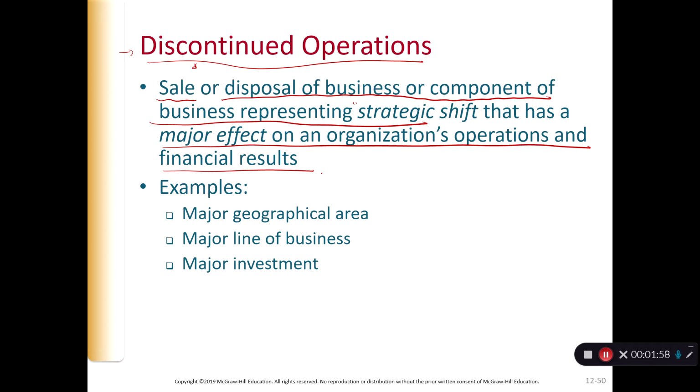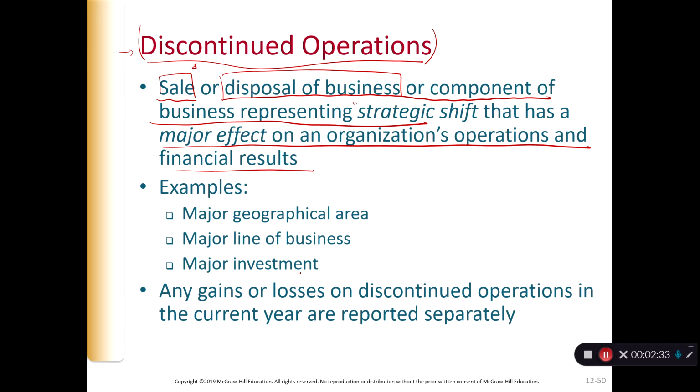If you want to put anything into this segment of the income statement, you have to make sure that it's only the sale or disposal of a business component, whether it results in gains or losses, that can go into this section. And the examples are a major geographic area discontinued, a major line of business discontinued, or a major investment you dispose of, right?